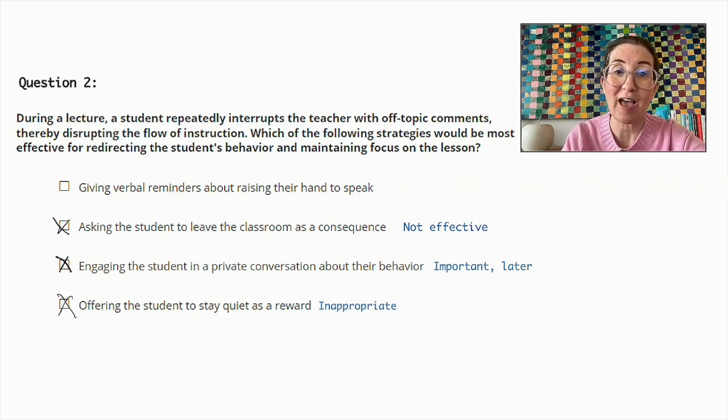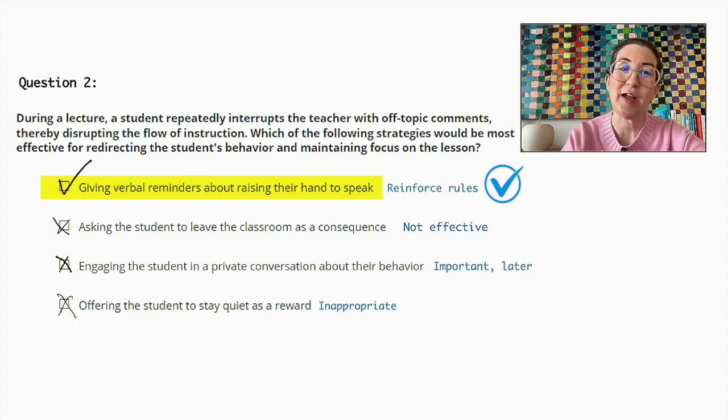The best strategy is giving verbal reminders to raise their hand. This reinforces rules non-confrontationally and keeps the focus on the lesson. Therefore, this is the correct answer.